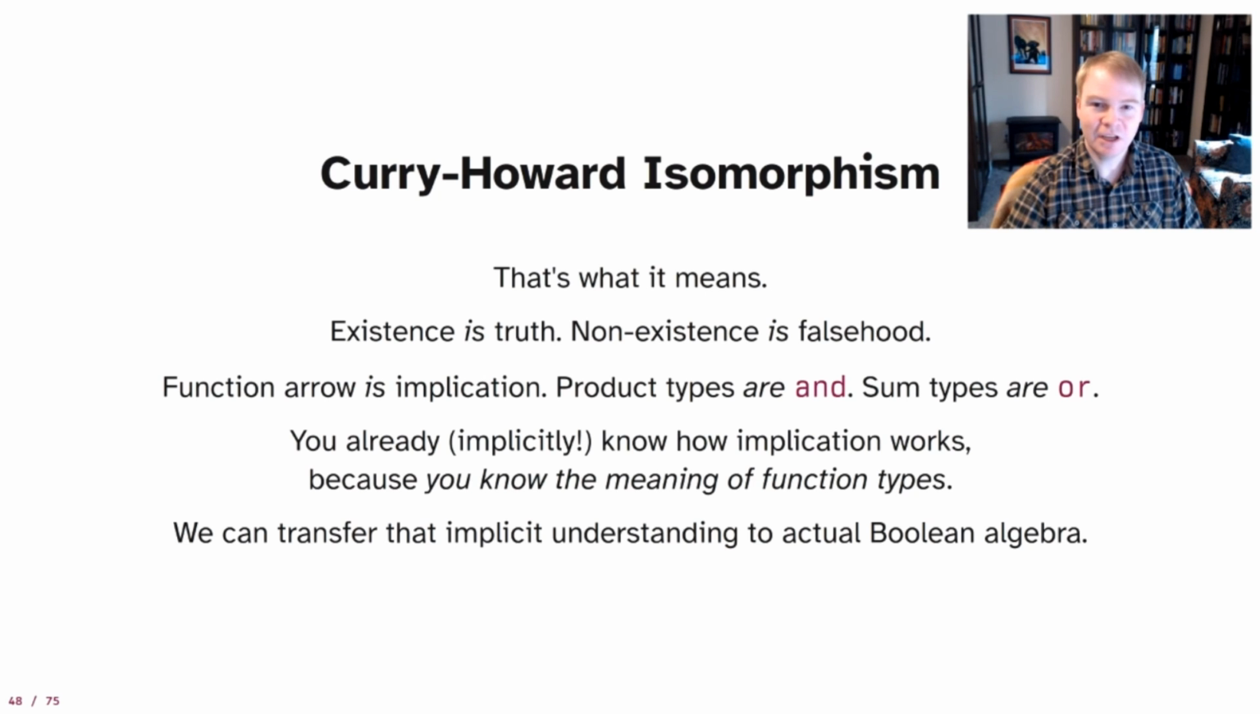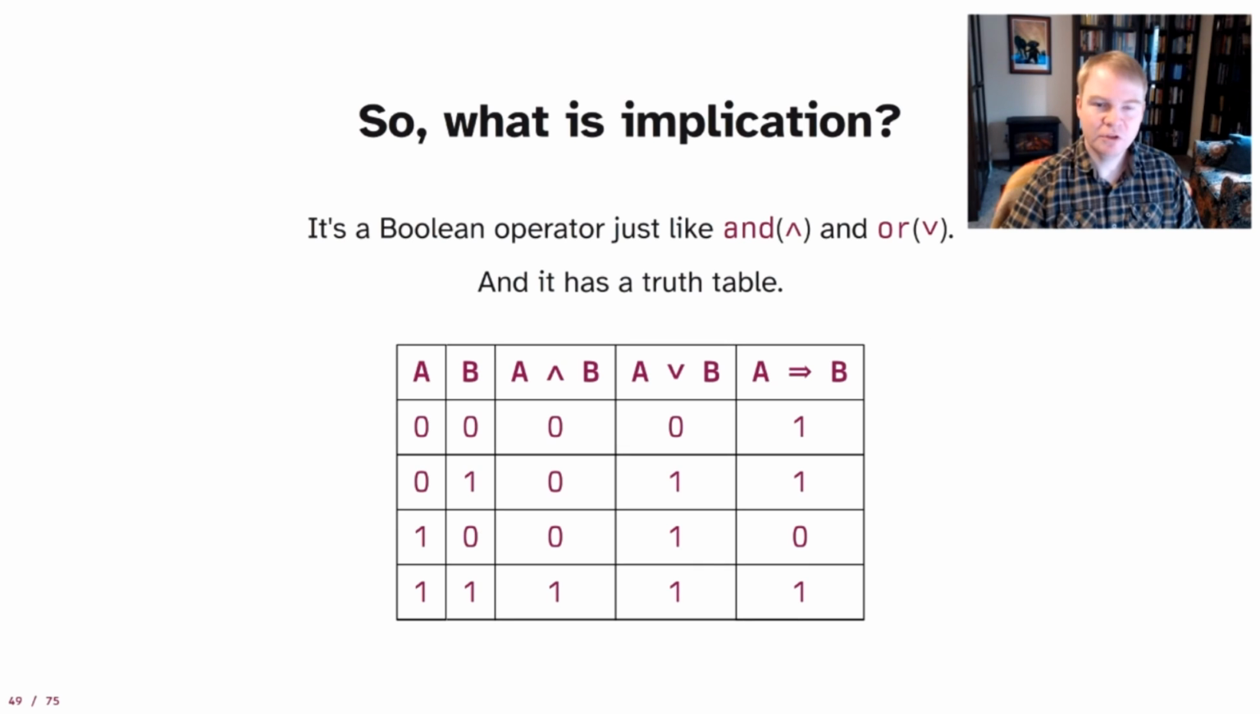The idea I had was that I could use implication to simplify. So what is implication? It's just another binary Boolean operation. We're all pretty familiar with and, or. Implies is just a different truth table. And here they all are.